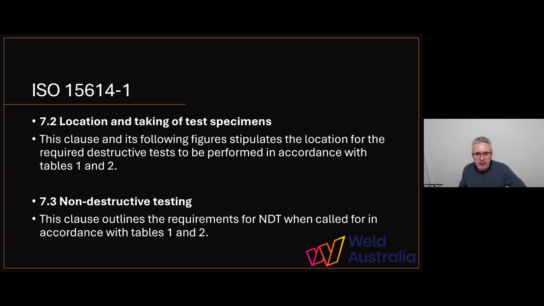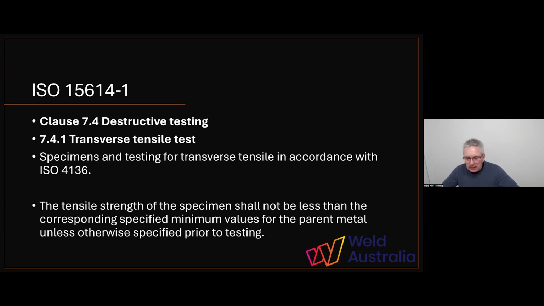So 7.3, non-destructive testing. This clause outlines the requirements for NDT when called in accordance to tables level 1 and level 2, tables 1 and 2. So that goes back to, when we're looking at our surface crack detection, that's where they're looking at the NDT and the radiographic and so forth. So that goes back to there. Clause 7.4, it talks about destructive testing and basically references the standards on the particular size and sample.